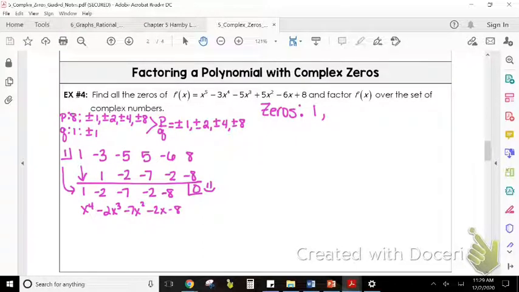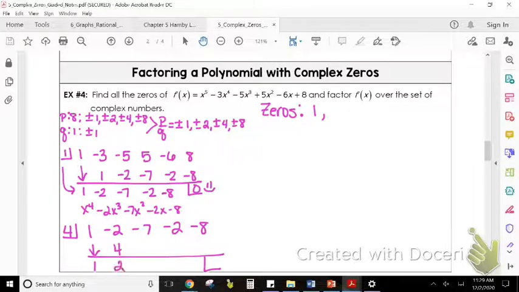And so we're going to pick another one to try for our 0. And let's say we're going to try the number 4. And now I'm going to use these coefficients. I want to do that because I want to bring my answer down to x squared. Alright, so let's do our synthetic division here.